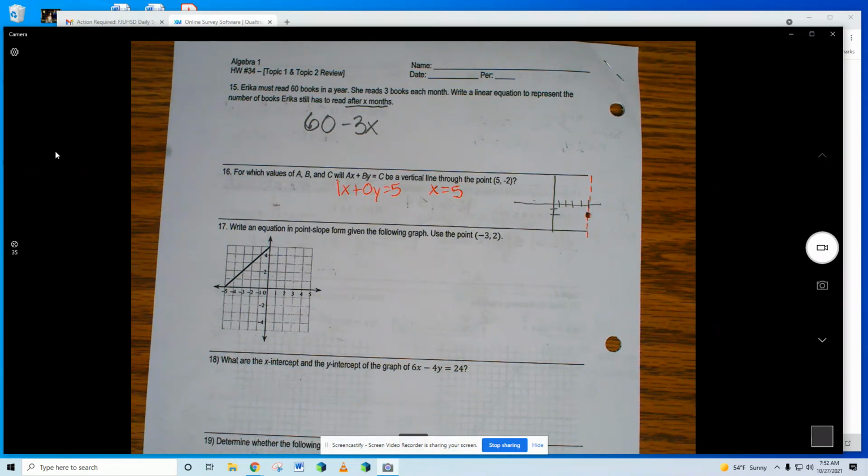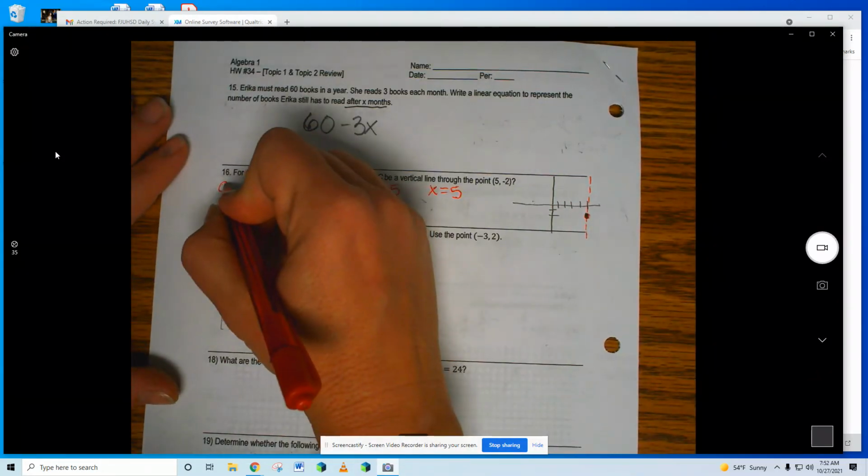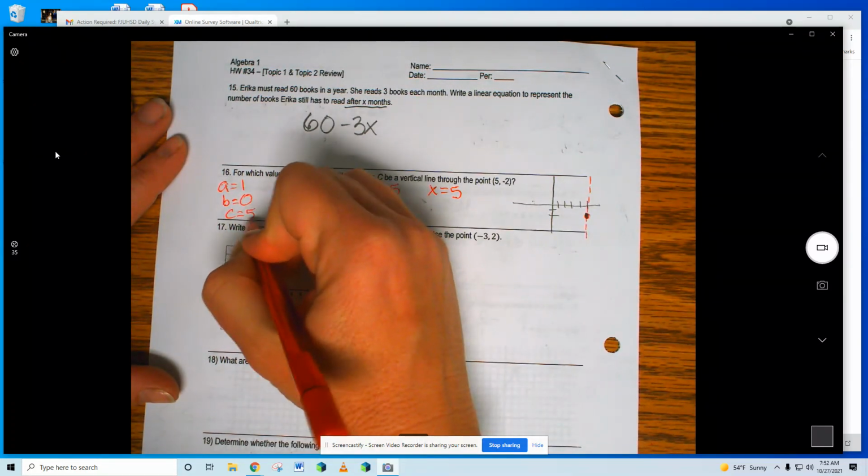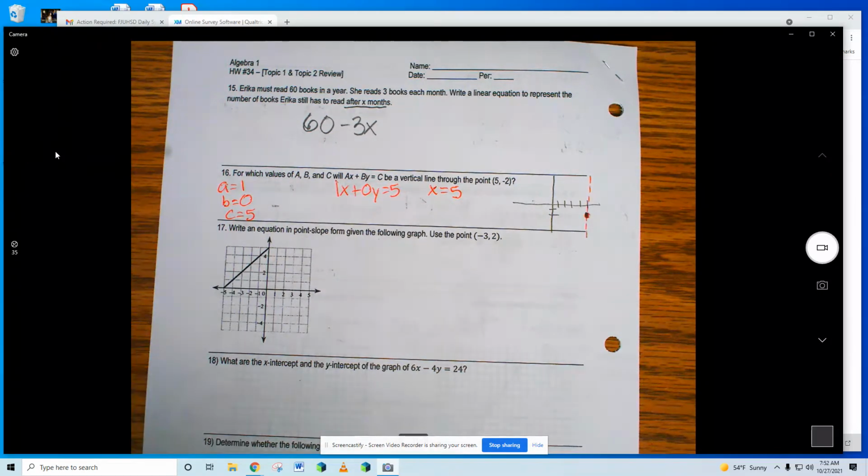x equals 5. But the question says, what are the values of a, b, and c? a equals 1. b equals 0. c equals 5. And that's what you would write down as your answers. You must read directions. You must know what the question is asking.